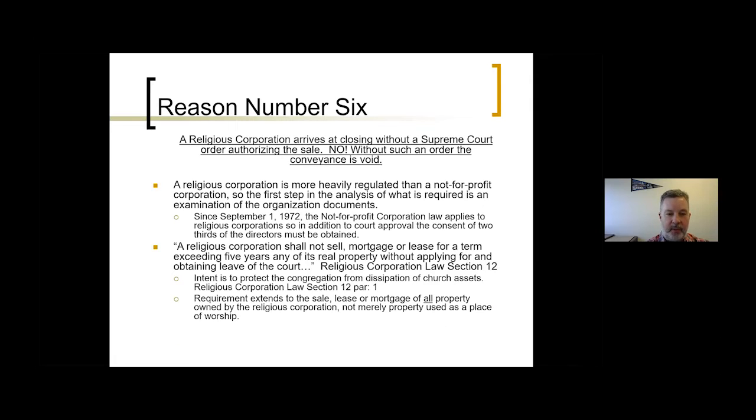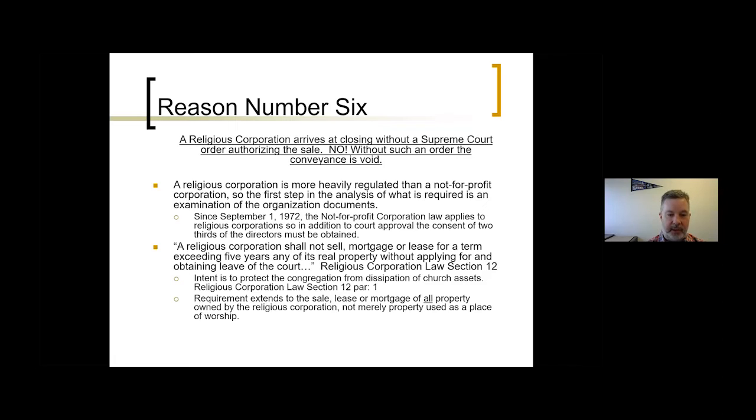Now we're going to talk about religious corporations. Reason number 6, let's say a religious corporation arrives at closing without a Supreme Court order authorizing the sale. Not going to work. Without such an order, the conveyance is void. Religious corporations are more heavily regulated than not-for-profit corporations. So the first step in your analysis is to see what's required, an examination of the organizational documents. The Not-for-Profit Corporation Law applies to religious corporations. So in addition to court approval, the consent of 2/3 of the directors must also be obtained.